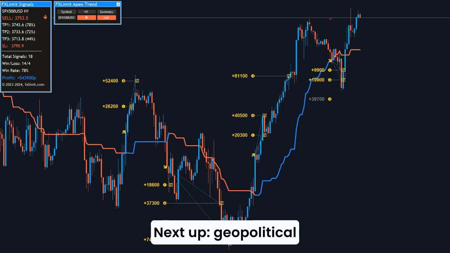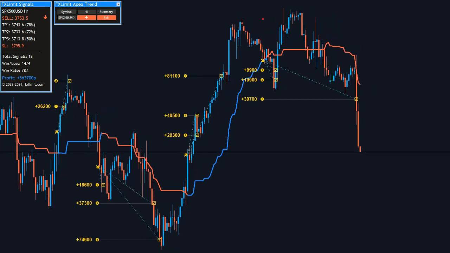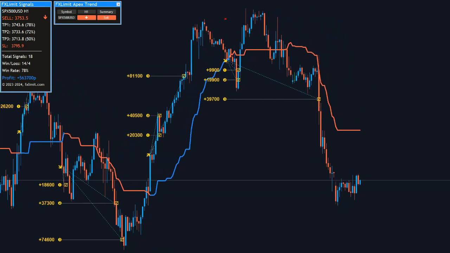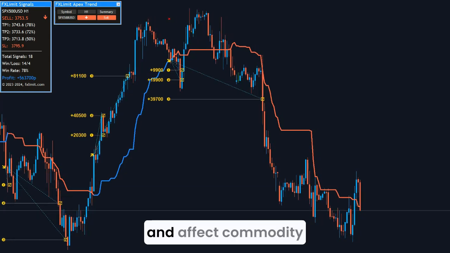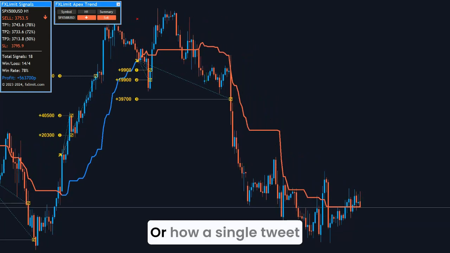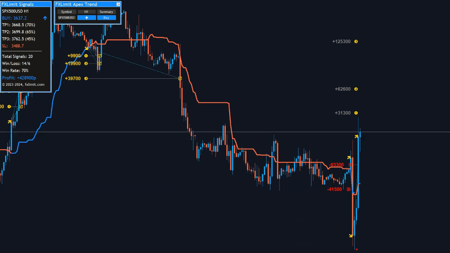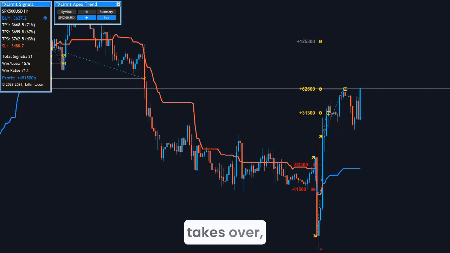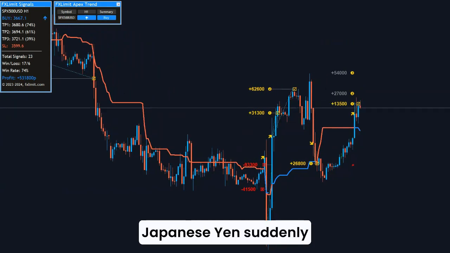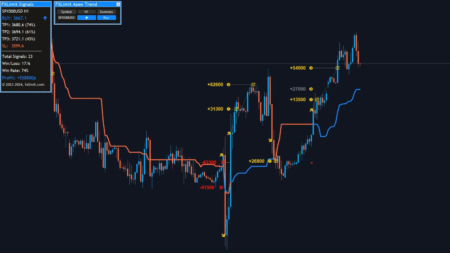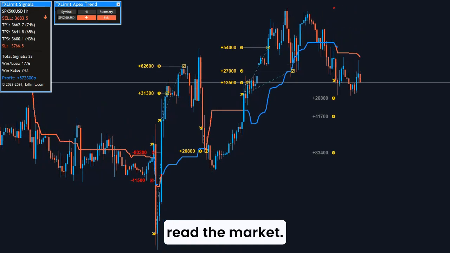Next up, geopolitical tensions, wars, territorial disputes, political instability. These can cause massive volatility. Just think about how conflicts in the Middle East often spike oil prices and affect commodity currencies, or how a single tweet from a political leader can rattle markets in seconds. In times like these, risk sentiment takes over, and safe haven currencies like the Swiss franc or Japanese yen suddenly become highly desirable. Volatility is high, but so are the opportunities if you know how to read the market.